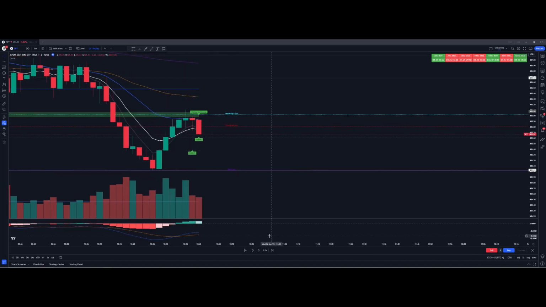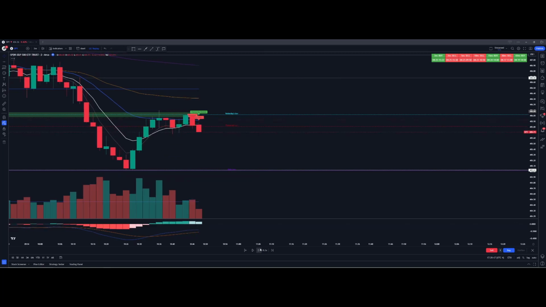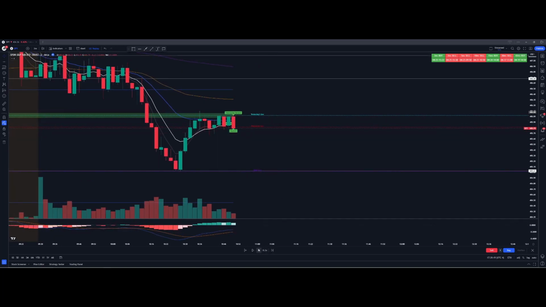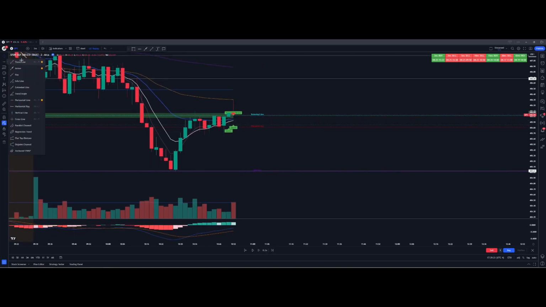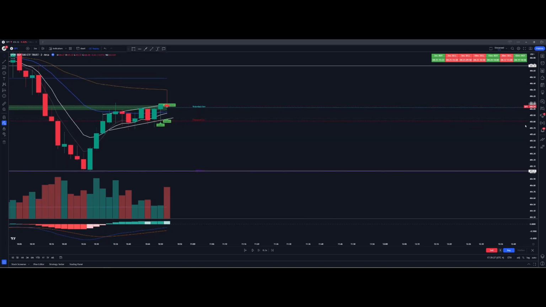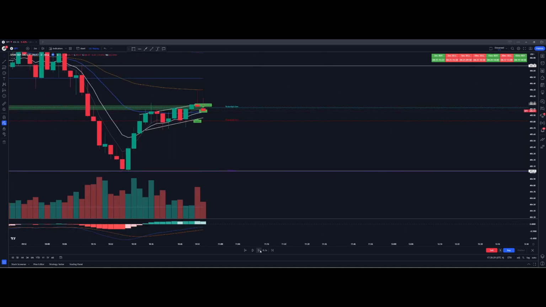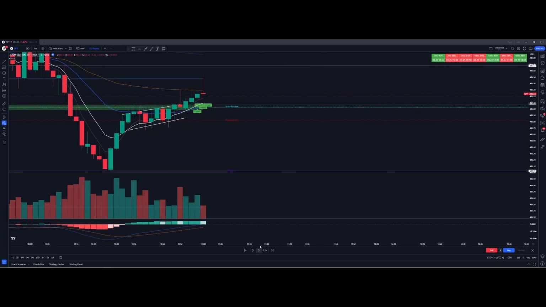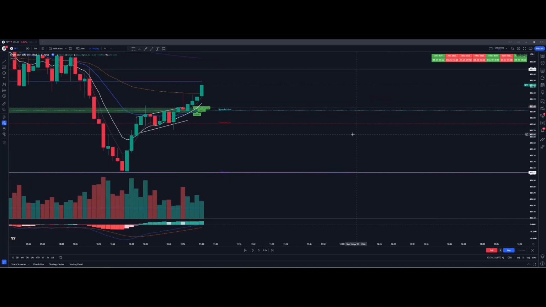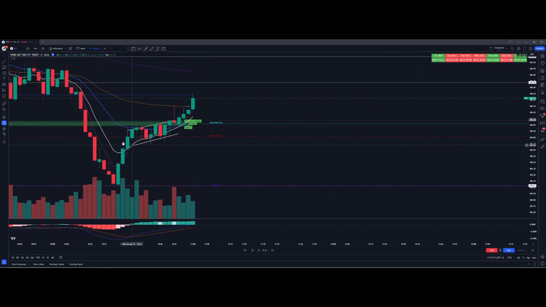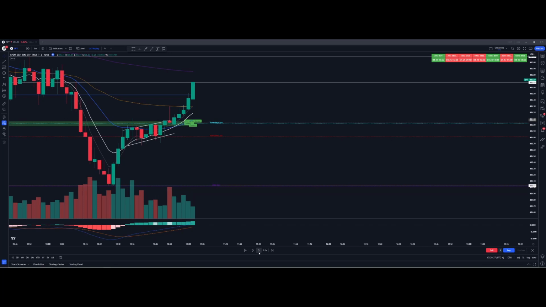So we do get a pullback, but ultimately we end up consolidating here, and I think we actually just end up breaking out of this consolidation region. And then it looks like we reject pretty cleanly off of VWAP. And we're waiting for a nice break here.